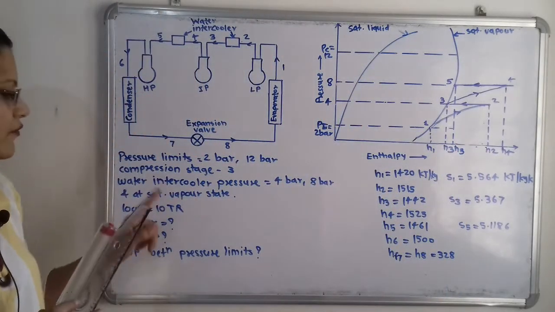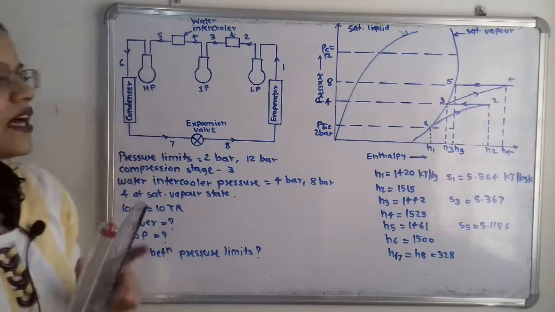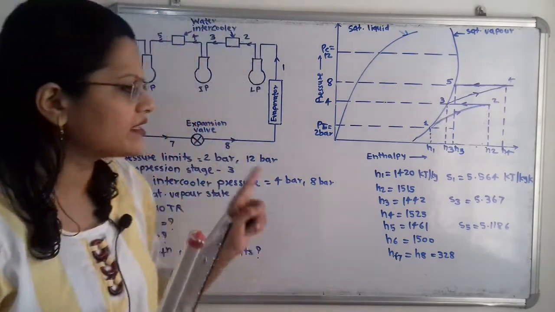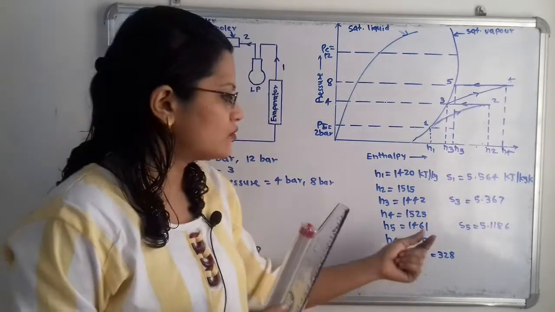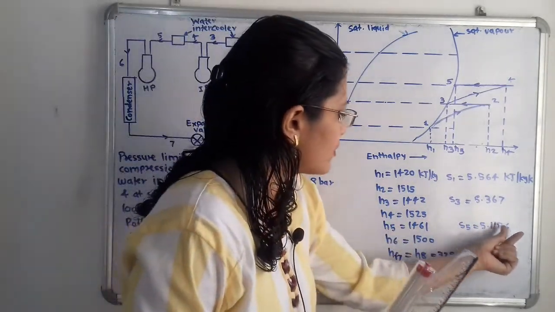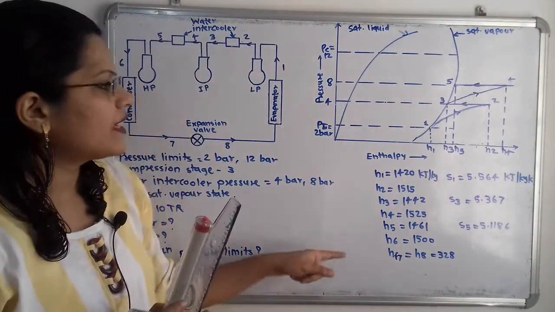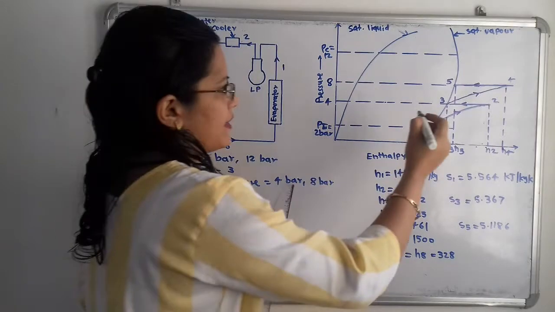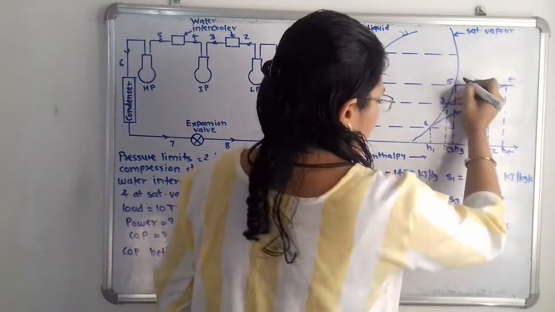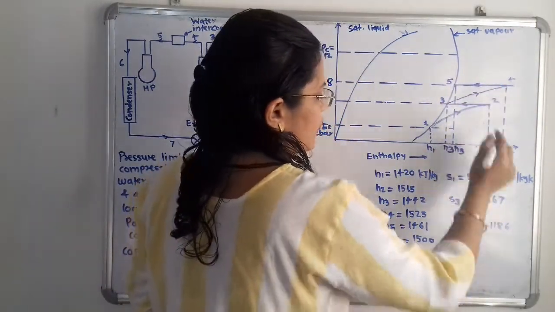Then again if we move next, then there is the high pressure compression. So again this compression process is taking place at constant entropy. So S is equal to 5.1186. So we have to take here the constant entropy line at the compression at the entropy of 5.1186.